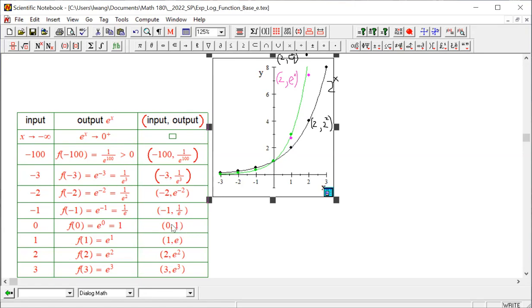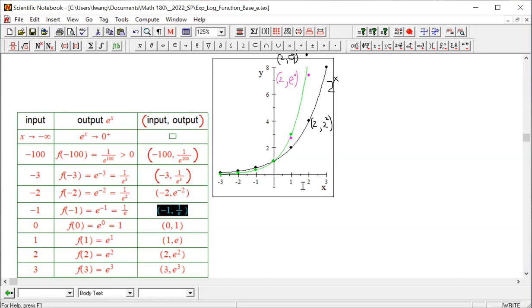How about 0, 1? All 3 functions have 0, 1. This is the place where all 3 meet, and this is actually the y-intercept. How about in between? When input is positive, 3 to the power x is above, and then e to the power x, and then 2 to the power x. How about on the other side? The other side is actually reversed.